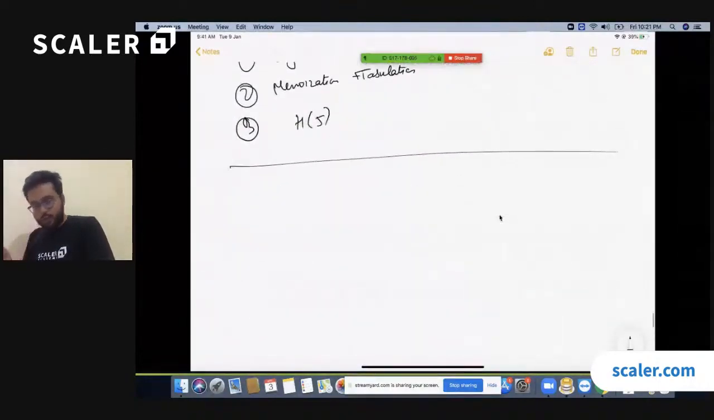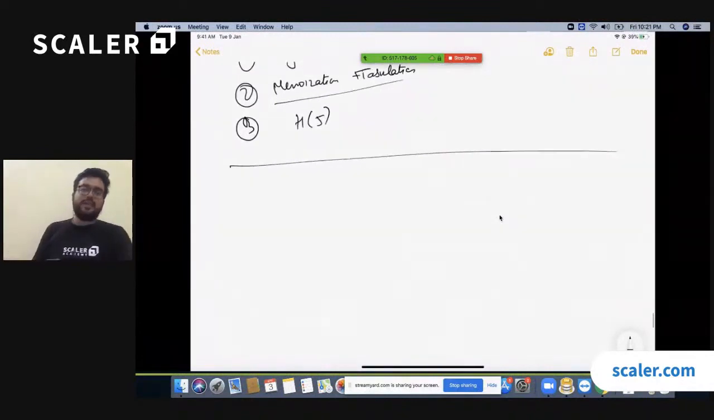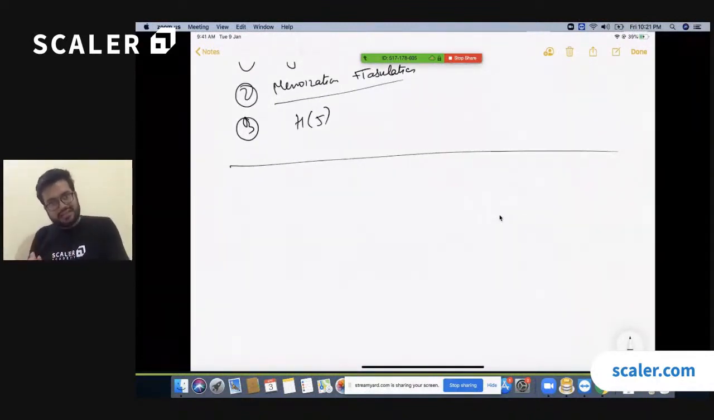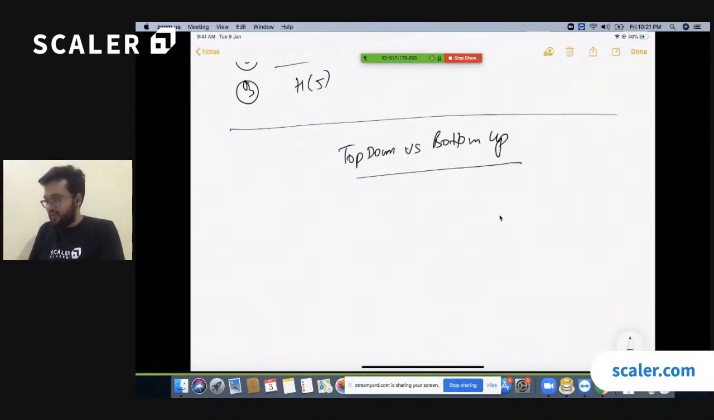Okay, so let me do a dry run. Before that, let me actually tell you what is memoization versus tabulation. I would rephrase this question and ask what is top-down versus bottom-up. I explained this briefly, but let me just explain that to you once again.